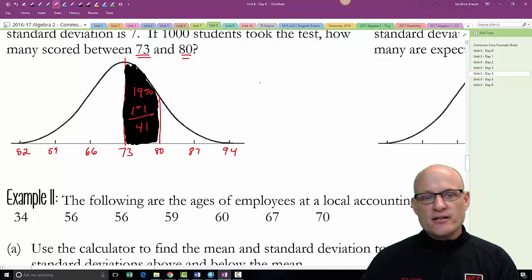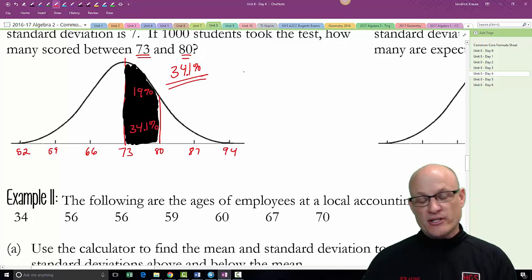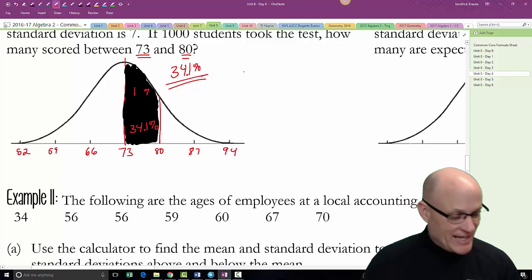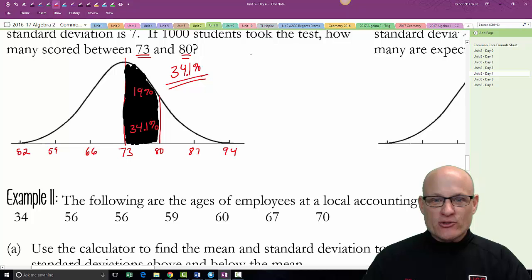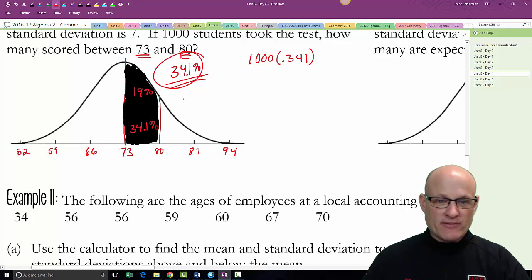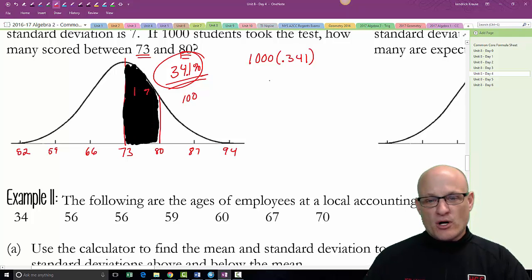34.1%. Now, they didn't ask you what percent. If they asked you what percent scored between, you'd say 34.1%. What they asked you was how many students. So what we need to do is take 1,000 and multiply it by 0.341. Remember, if I want to convert this to a decimal, I divide by 100, right? So 1,000 times 0.341, it should come as no surprise, is 341 students.